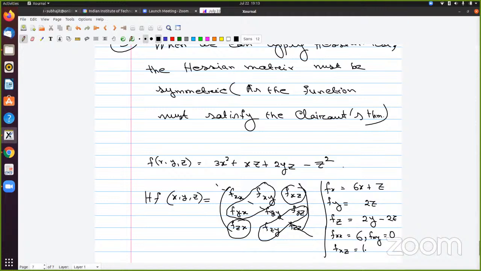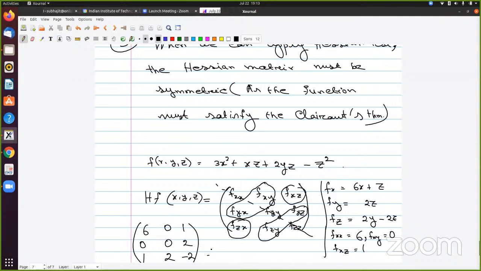Okay, so if we write the matrix, what will it look like? 6, 0, 1. fyx is also 0. What is fyy? 0. fyz? 2. Now we know fxz is 1, so fzx is also 1. fzy is also 2. fzz is minus 2. So this is the matrix we got. This is our Hessian matrix for any xyz. It does not depend on the point.